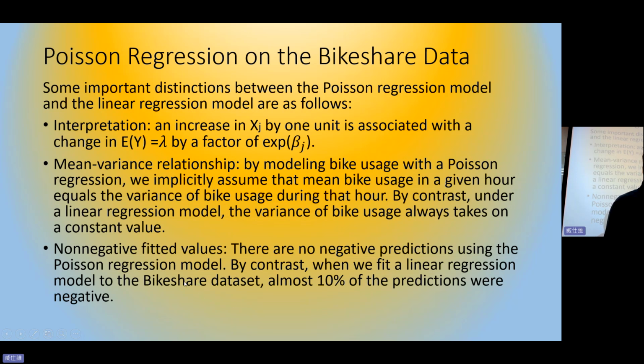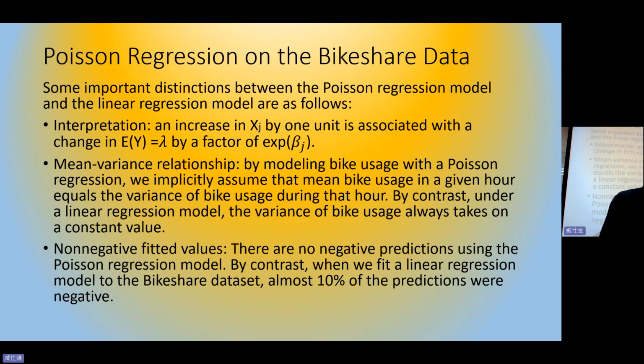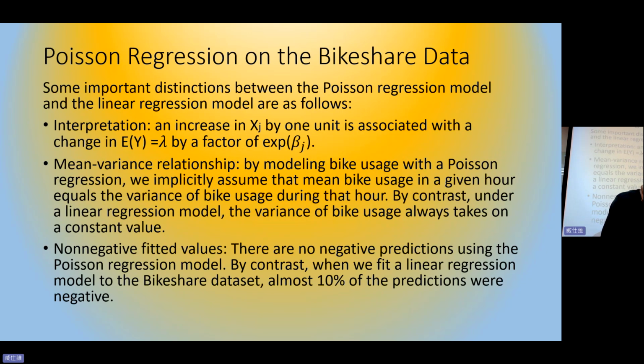Another thing is non-negative fitted values: there are no negative predictions using the Poisson regression, because we are calculating the probability of the counts. So this is about the Poisson regression, just for your reference, but I will not give you questions about the Poisson regression.